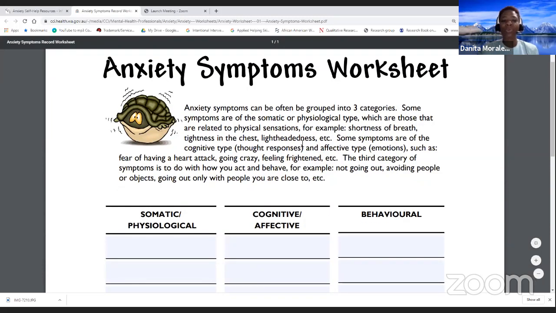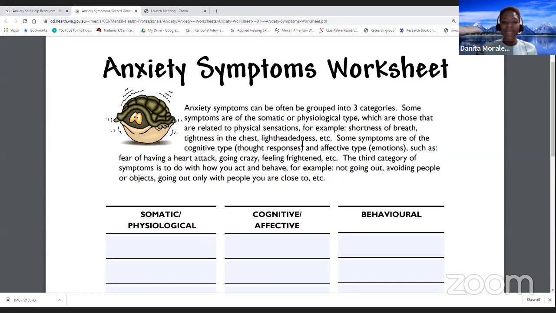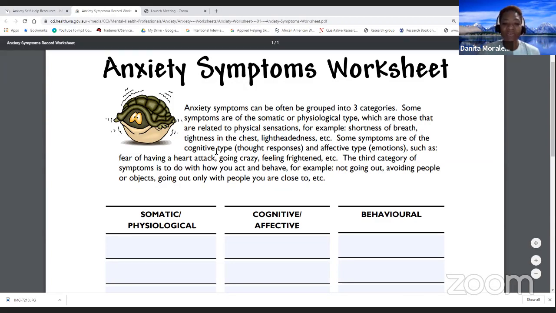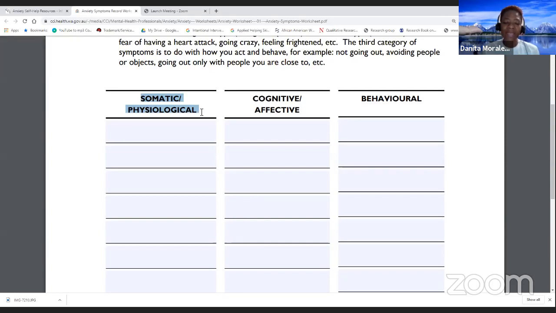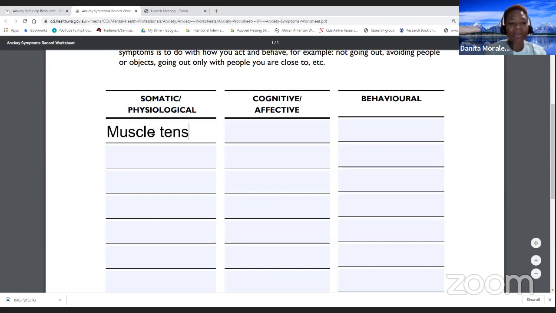But I want to show you a little bit about what I do with clients in order to help them identify their anxiety symptoms, and then as we identify these symptoms, we can not necessarily alleviate anxiety, but decrease the frequency of anxiety experiences, panic attacks, and also decrease the intensity once we become more aware of what things may be happening. So, look right here, it says somatic and physiological. Basically, this is talking about physical symptoms that you experience in your body that do not have a medical cause.